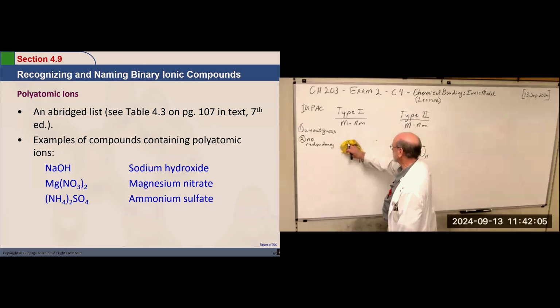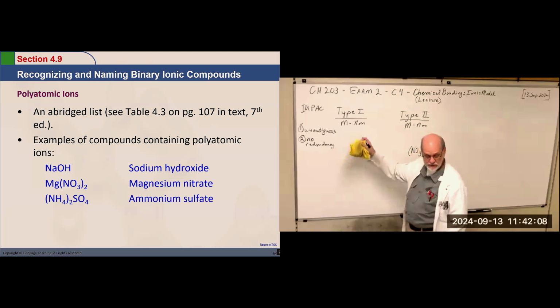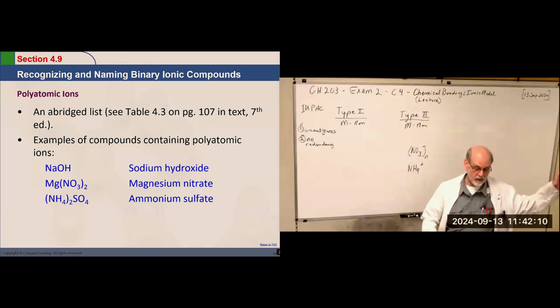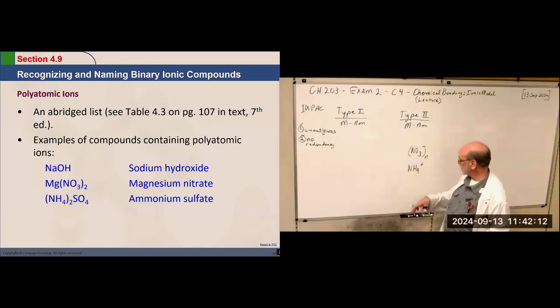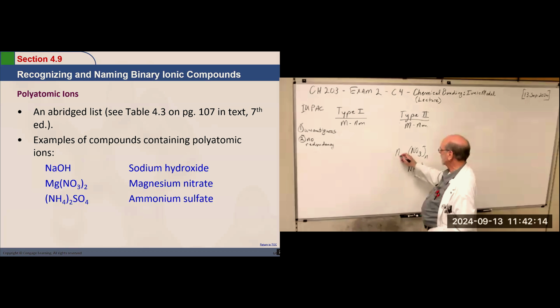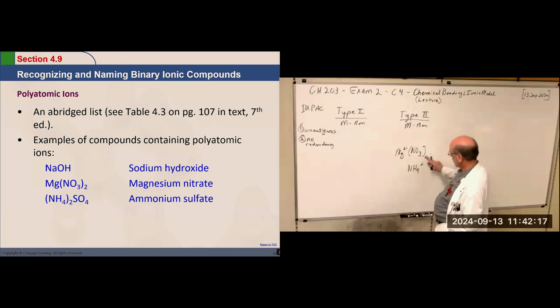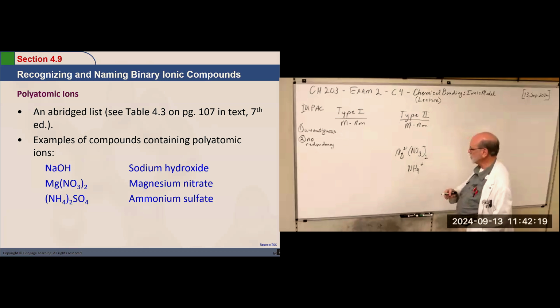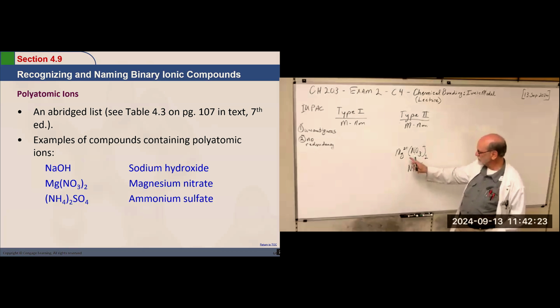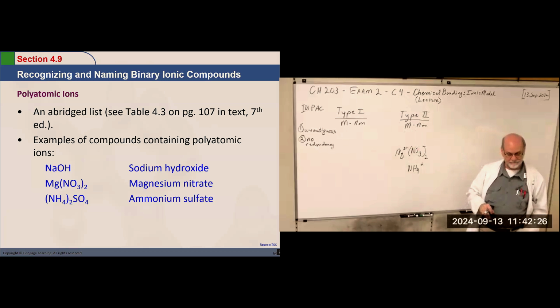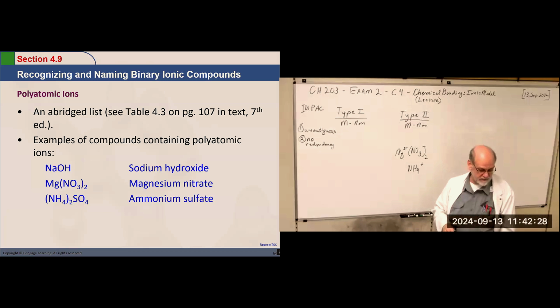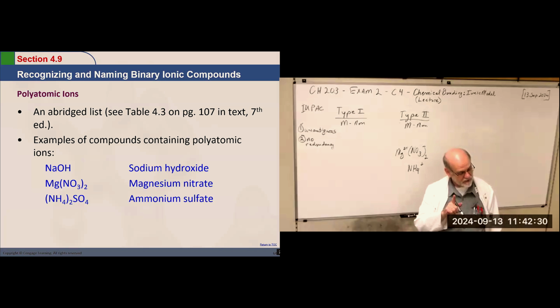Magnesium nitrate. Magnesium is a 2+ charge. We're still a type 1 compound because it's an alkaline earth. And nitrate, which is a -1 charge. So magnesium being a 2+, that N now becomes 2 to balance the charge. 2 minuses, 2+. And ammonium sulfate, ammonium is a +1 charge. Look up sulfate, it's a 2- charge. So we need 2 ammoniums. That's why the parentheses.